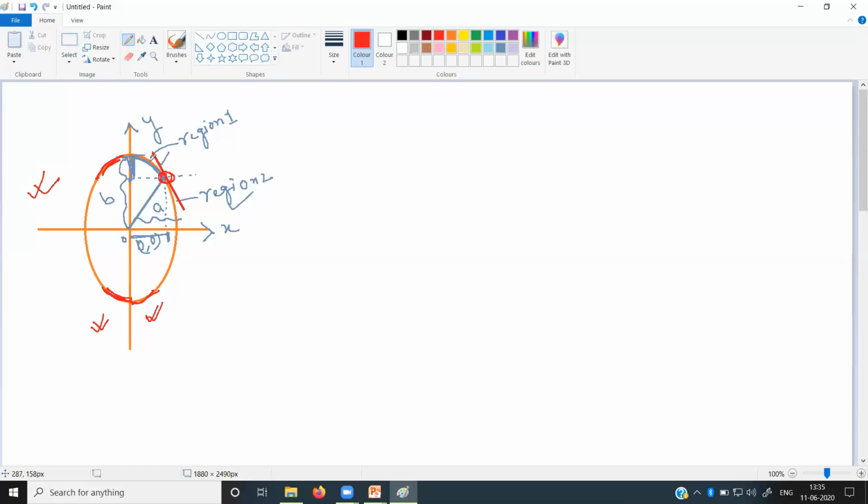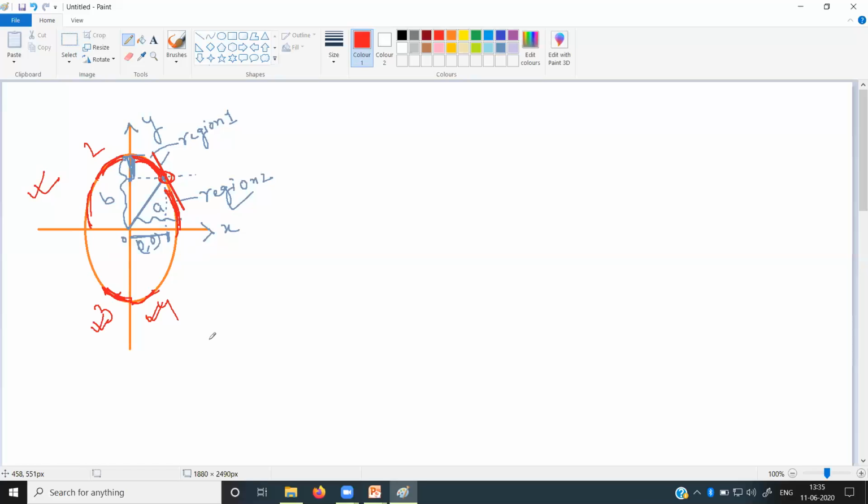So once you can find out the points for this particular quadrant, you can also find out the points for this one, and this one, that is quadrant 2, quadrant 3 and quadrant 4. Similarly, once you can find out the points of the curve of region 2, then you can compute the points on quadrant 2, quadrant 3 and quadrant 4. So that means we can generate the entire ellipse. Fine.